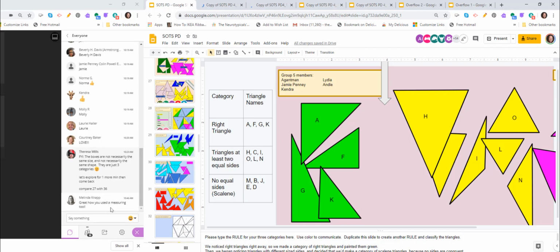And something else this group was mentioning is that it didn't matter if their ruler was inches, centimeters, or fake measurement, as long as they didn't change the size of that ruler. All right, your all's task.